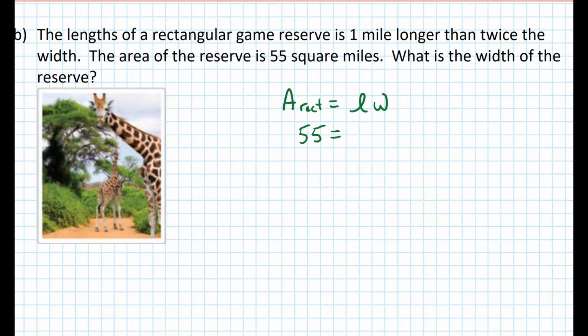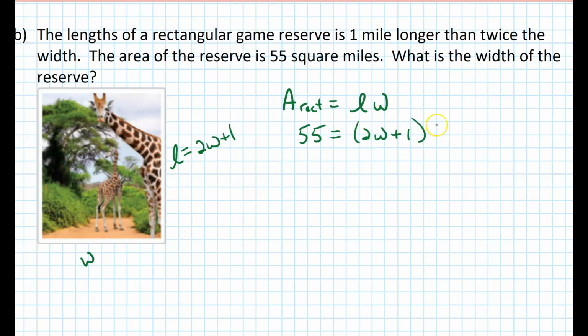Okay. So again, we already have a rectangle drawn. So I'm going to label one side as the length and one side as the width. But again, we have the issue that there are two different variables in there, and so we need to get it down to one variable. But what does it tell us about the length? It's 1 mile longer than twice the width. How would we represent that mathematically? 2w plus 1. All right, so now I can replace length with 2w plus 1.